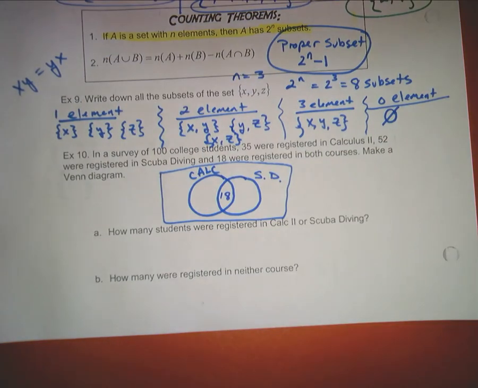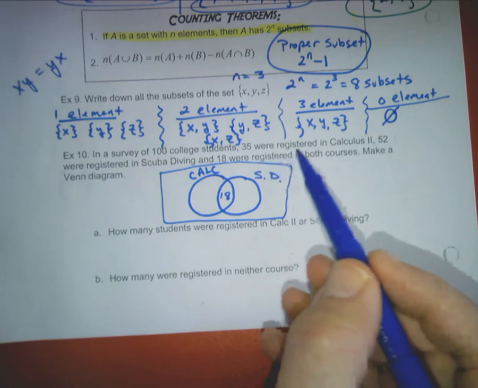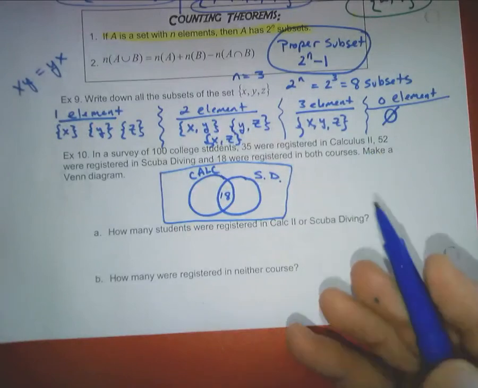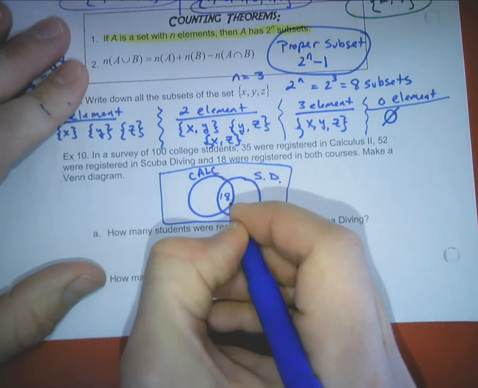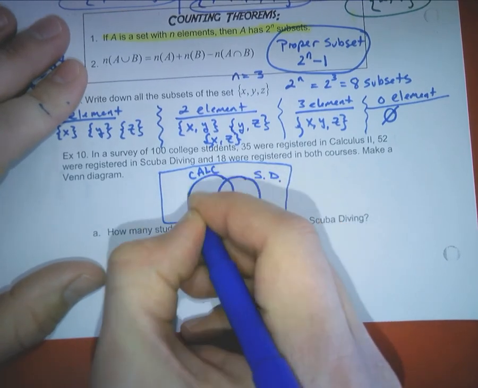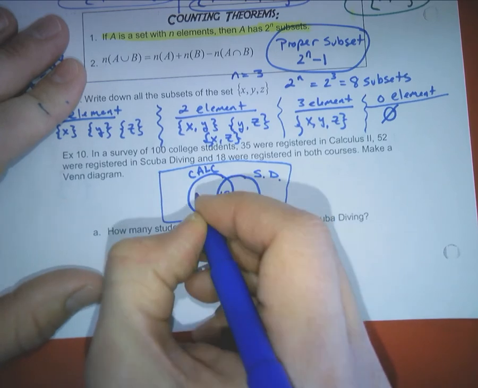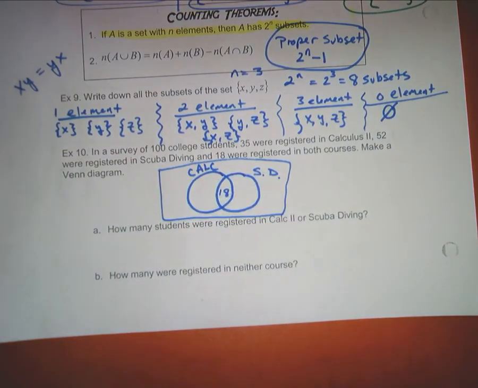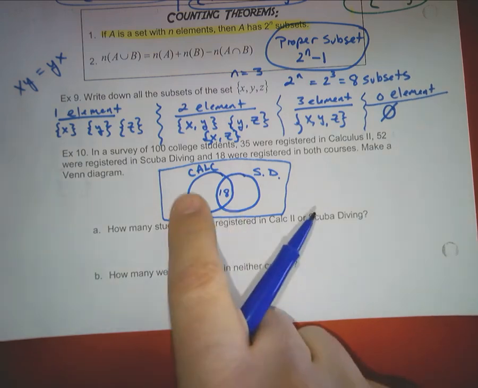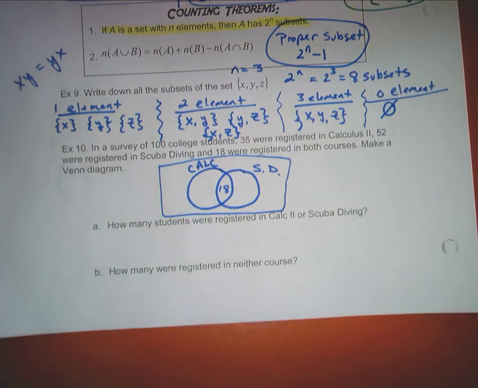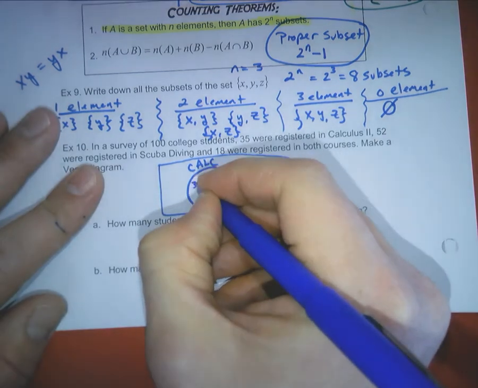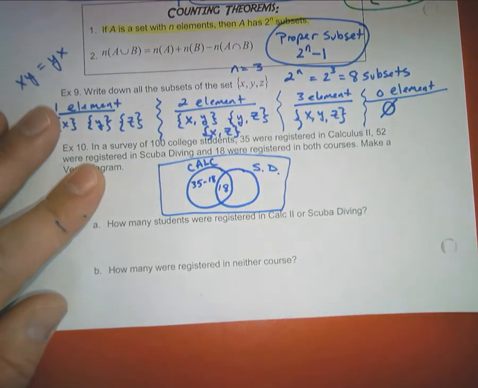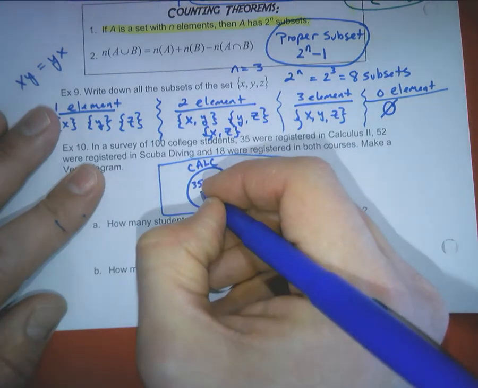Okay? Well, it says here in the survey, 35 were registered in calculus. So over here, this big circle for calculus was 35 students. Well, how many just took calculus? How do we find that? You know, 35 are in that big circle and 18 are in the overlap part. How do I find that just took calc? Really easy. Yeah, Max says subtract 18 from that. Perfect. I'm going to take 35 minus 18, and that's what? That's 17.